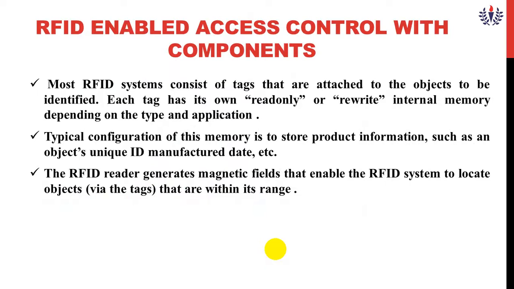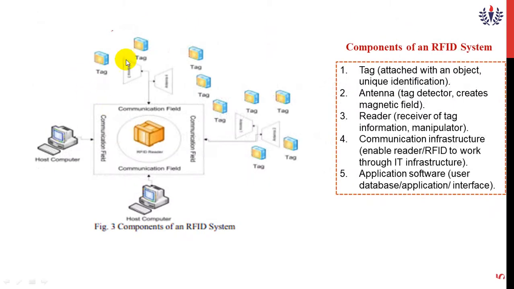What are the components enabled with access control in home automation? Generally, most RFID systems consist of tags attached to the object to be identified. Each tag has its own read-only or rewritable internal memory depending on the type and application. There will be a typical configuration of memory used to store product information. For each and every object, a unique ID number will be generated.